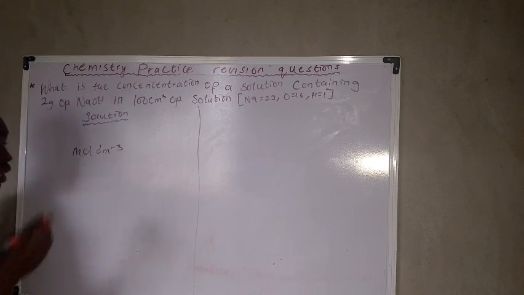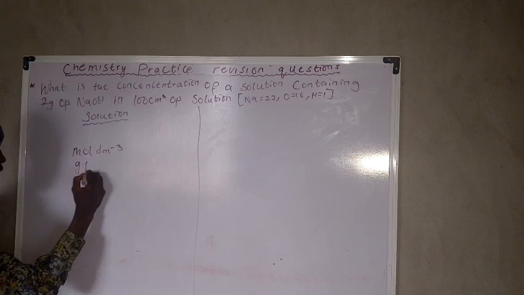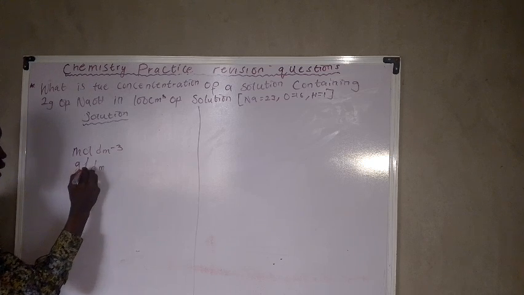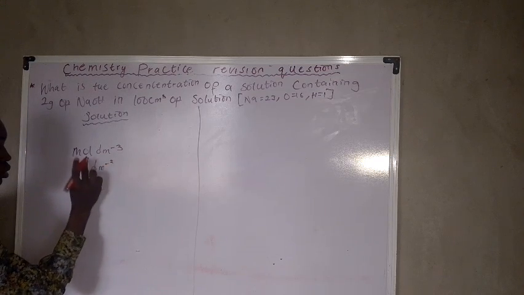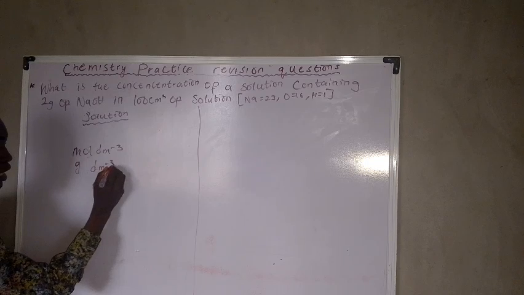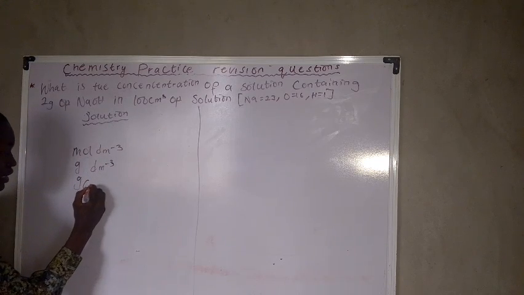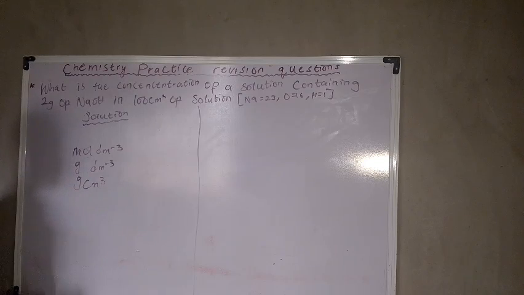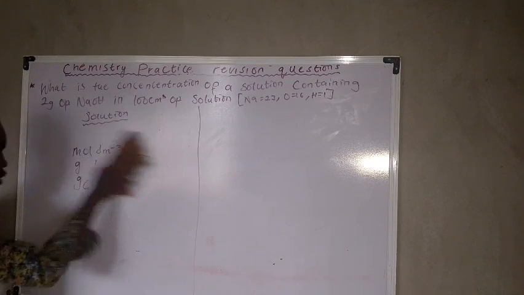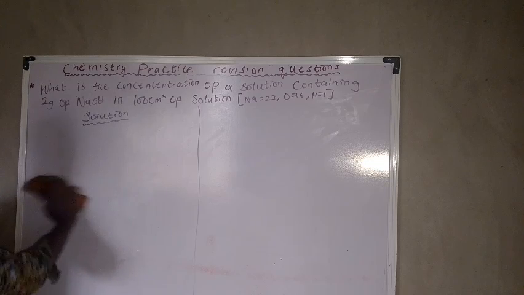You can also express solubility in grams per dm cube, and as well in grams per cm cube. That should be noted. Now, when solving for solubility, you have a formula for solving.